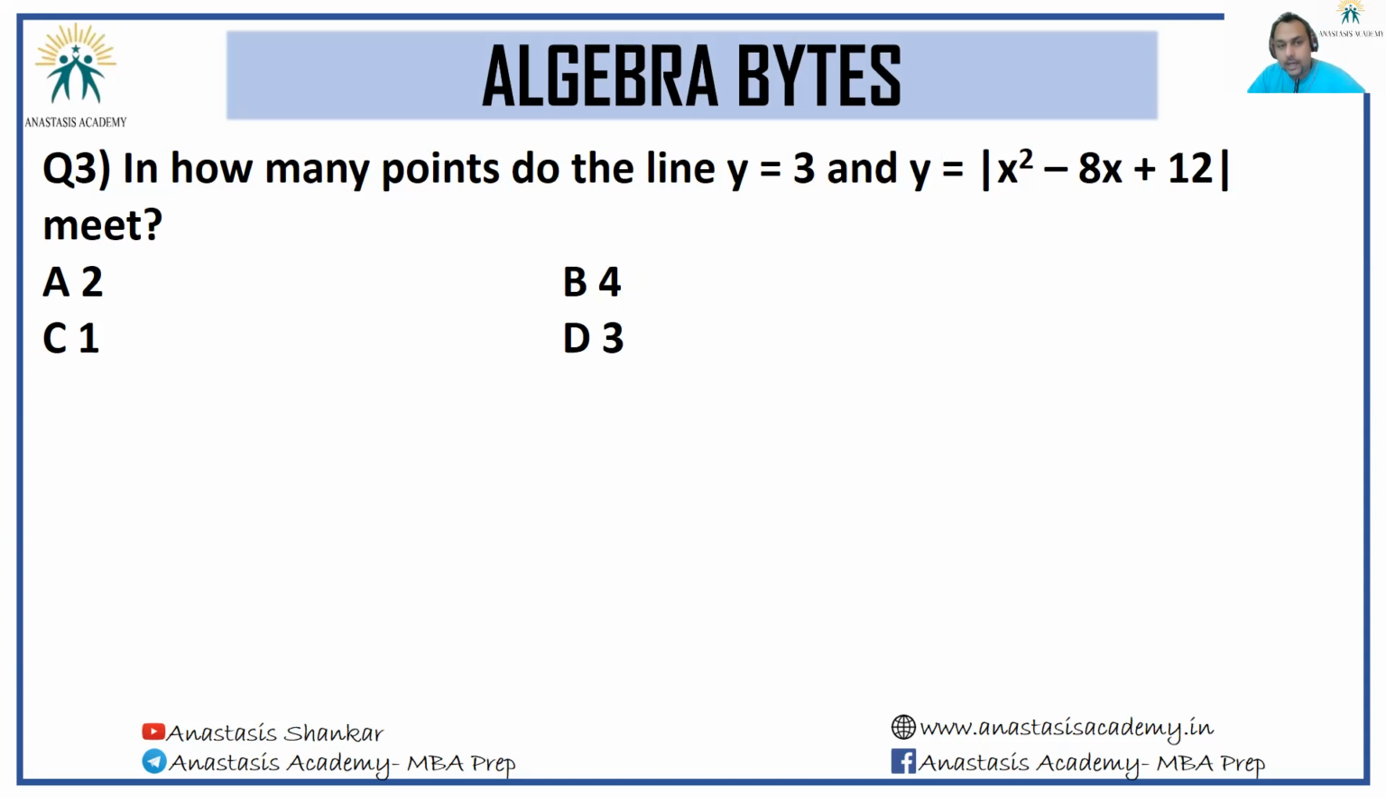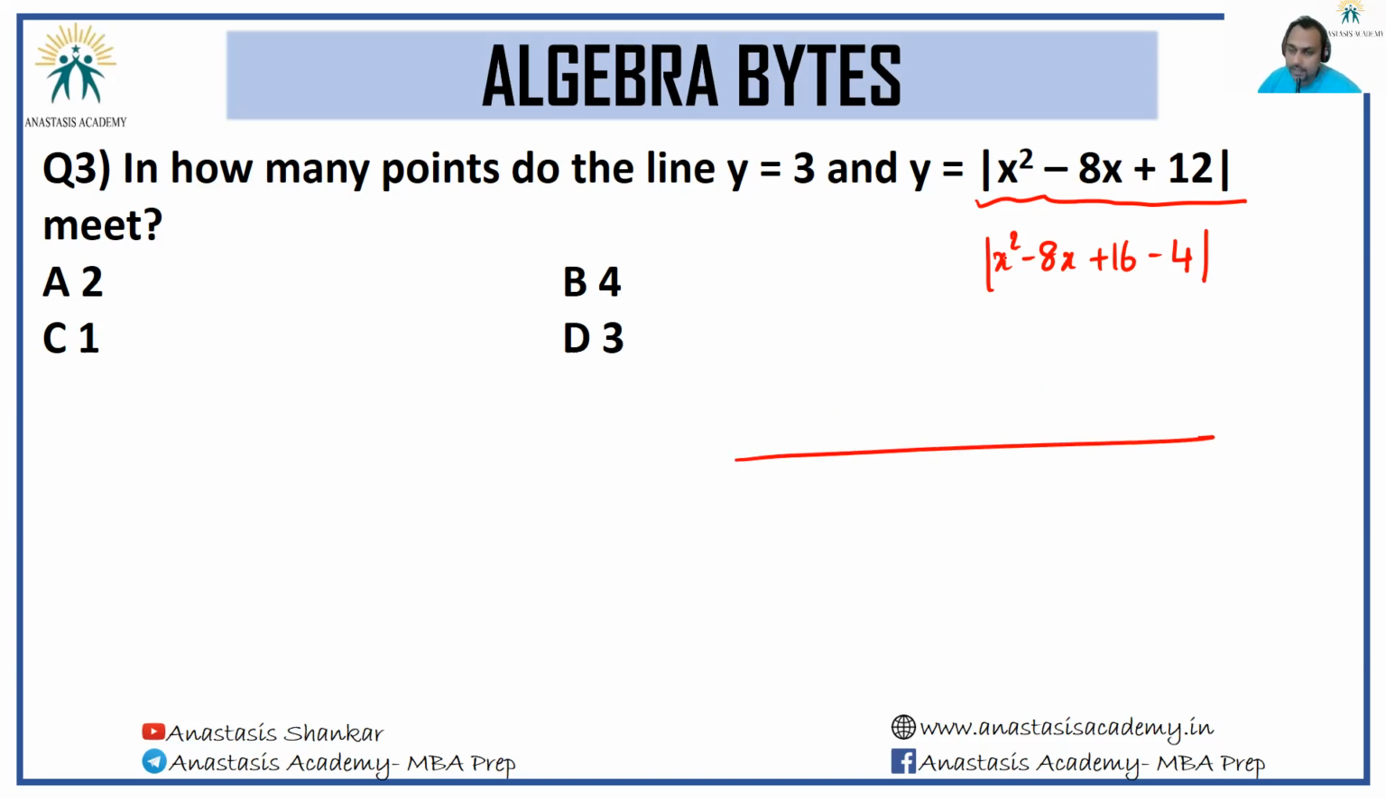Next, in how many points do the lines y equal to 3 and y equal to x square minus 8x plus 12 meet? Okay. Fun thing, these mod functions are impressive. Can I break this down as x square minus 8x plus 16 minus 4? This is what it is like.